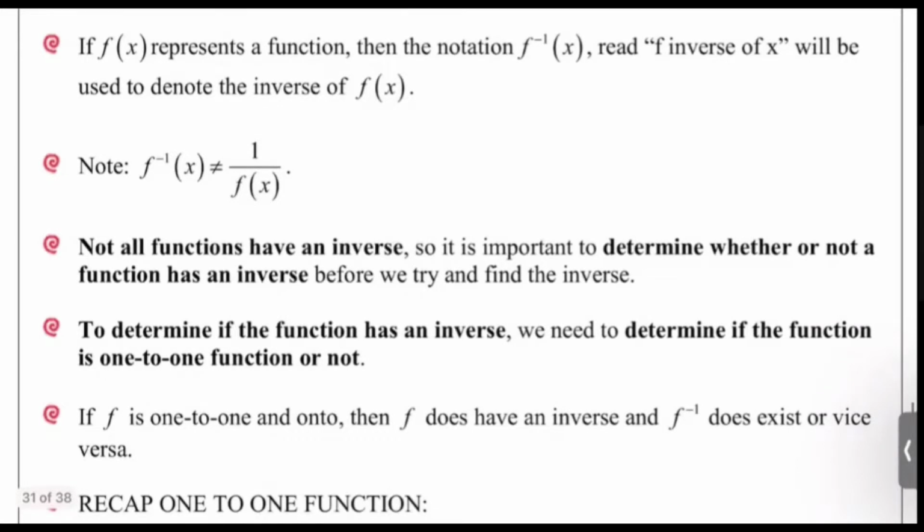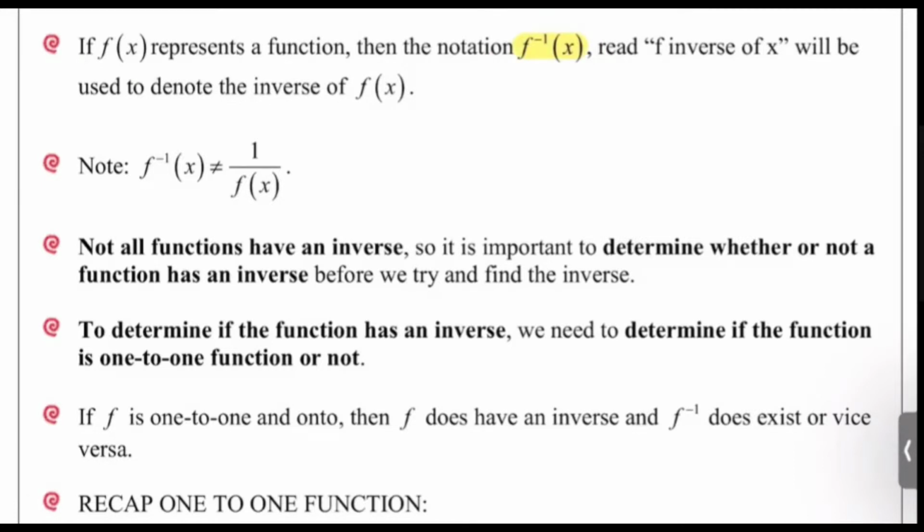If f of x represents a function, then the notation f of -1 x, read as f inverse of x, will be used to denote the inverse of f of x. Okay. So kalau kita ada f of x ni sebagai satu function, jadi inverse function notation dia adalah f to the power of -1. Okay. So ini adalah untuk notation inverse function.